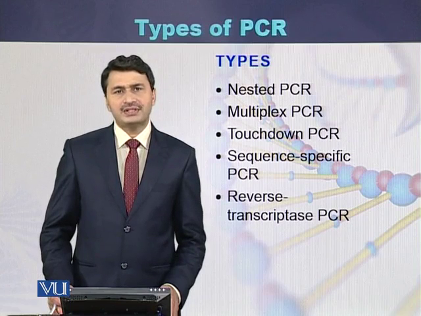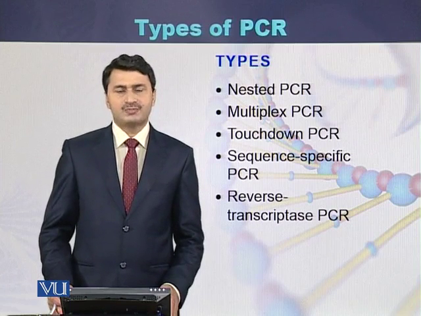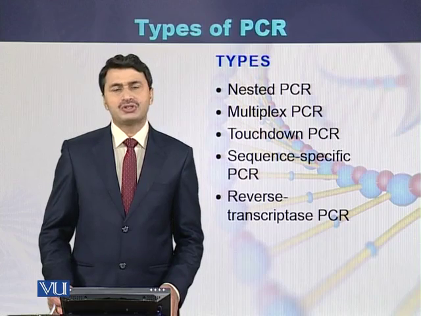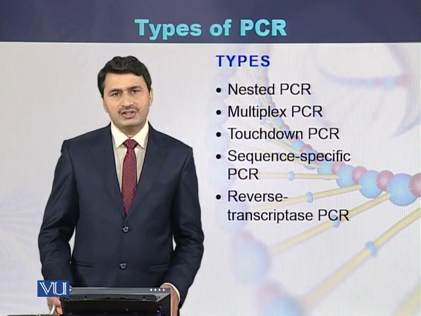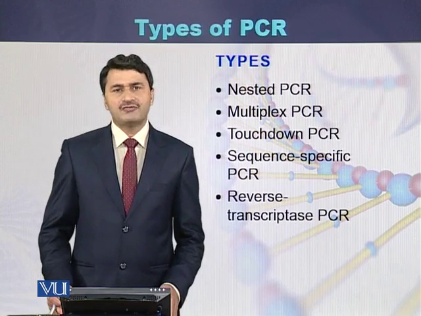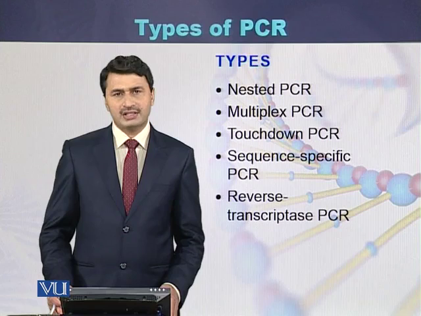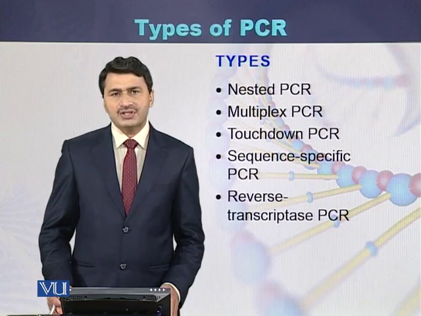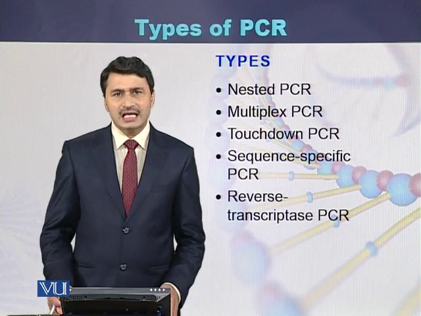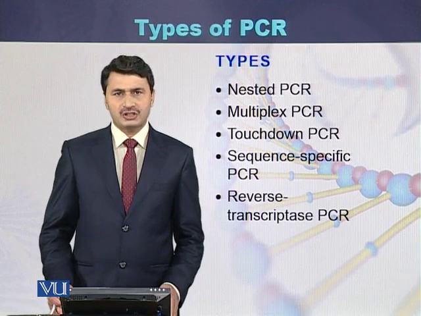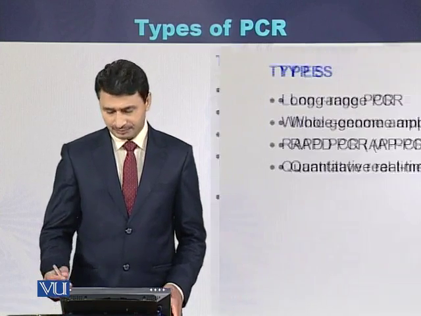The next type of PCR is called sequence specific PCR, that is to sequence a particular region. The next type is called reverse transcriptase PCR. Reverse transcriptase PCR is a PCR in which RNA is first converted into DNA, and then that DNA, which is called cDNA, is amplified. This is performed with the help of an enzyme called reverse transcriptase.